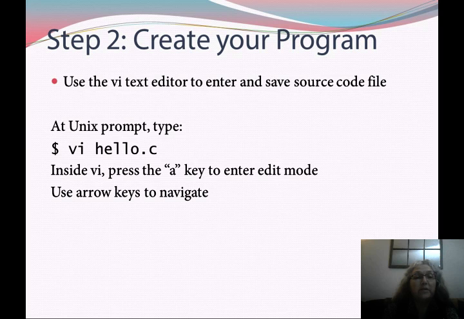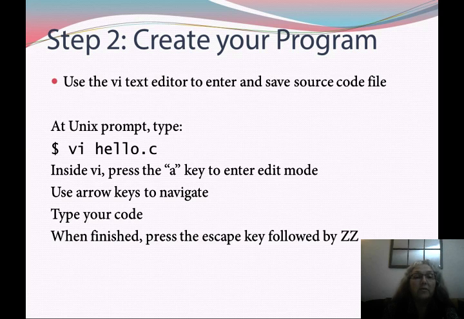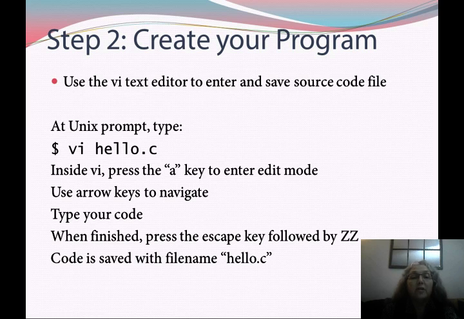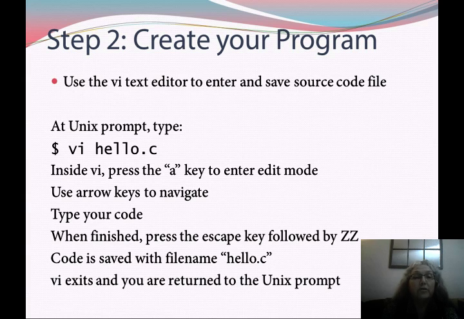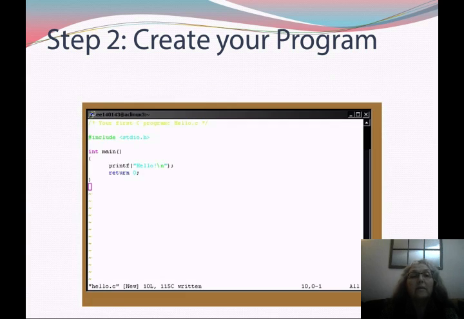It's rather primitive. Type your code, and when you're finished, press the escape key to put you back in command mode, and then type ZZ to save under the name that you designated. Now your code is saved with the file name hello.c or whatever name you gave it, and you're returned to the Unix prompt. So here you are in VI.